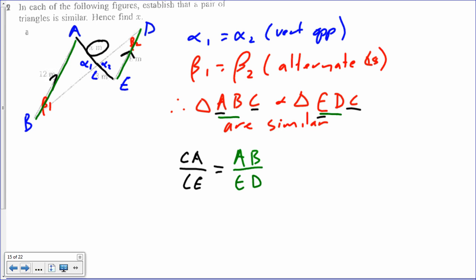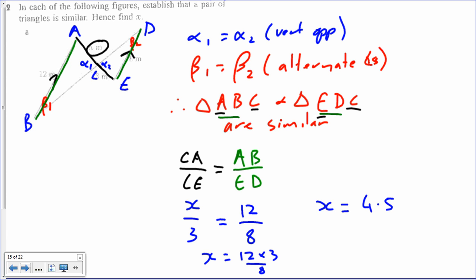So when we substitute in, we get X over 3 equals AB, which is 12 over 8, I'm pretty sure that is. Sorry, my right board is a bit unclear, I've got to look it up. Yep, 8. So X equals 12 times 3 over 8, so X equals 4.5. And we need to put the units in there, meters.